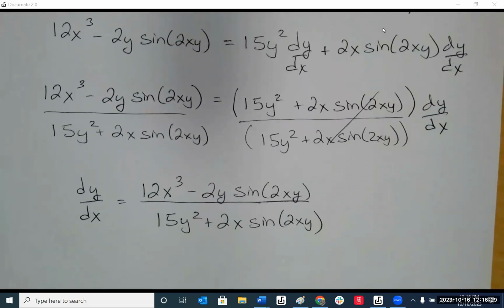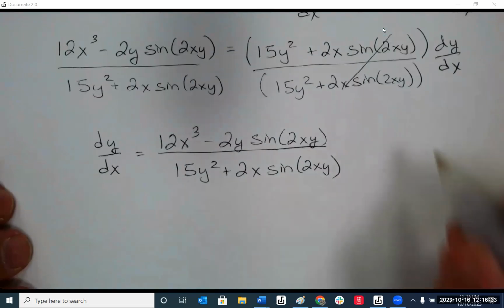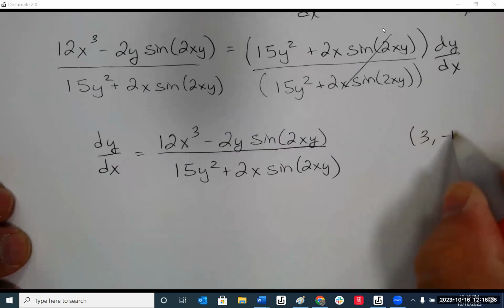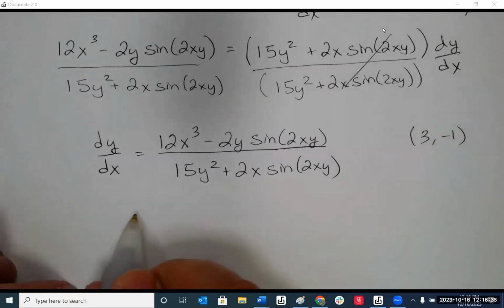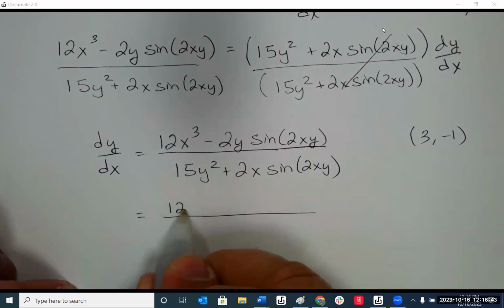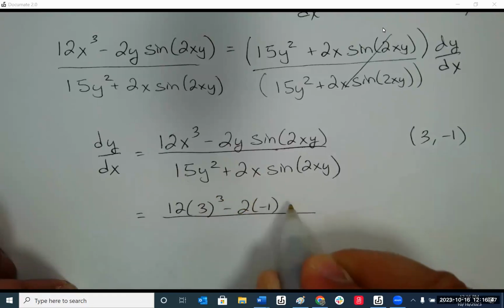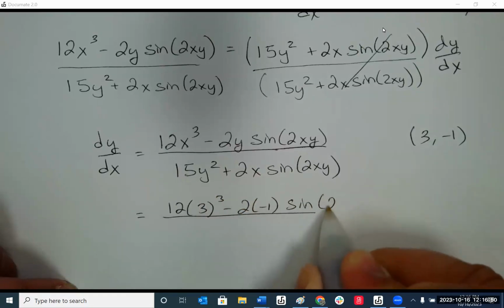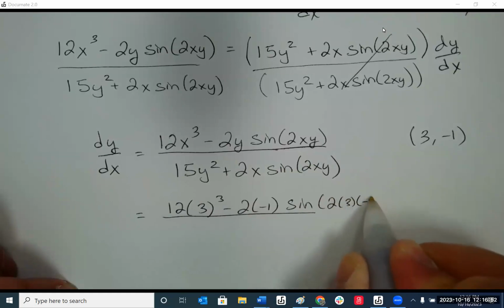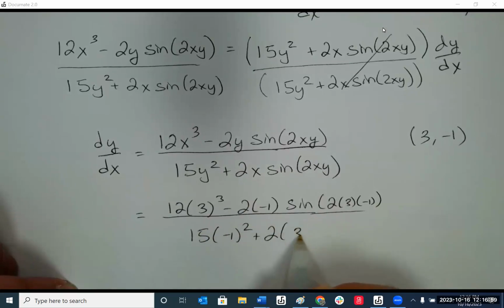That's another big slope. I'm not done yet, so I'm gonna plug in. So 12 times 3 to the power of 3 minus 2 times negative 1 sine of 2 times 3 times negative 1, over 15 times negative 1 squared plus 2 times 3 sine of 2 times 3 times negative 1.